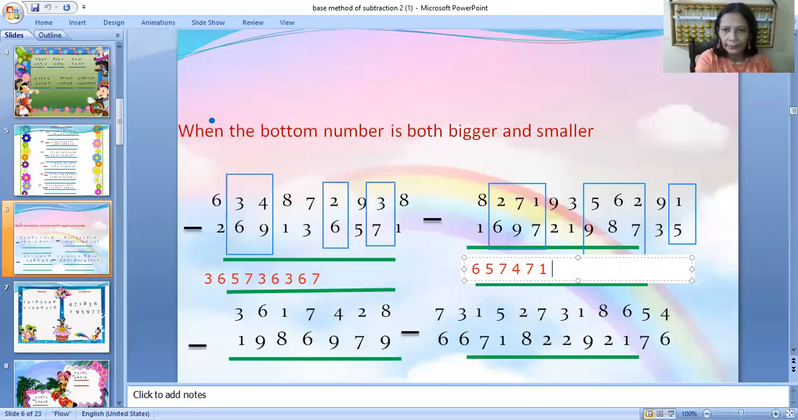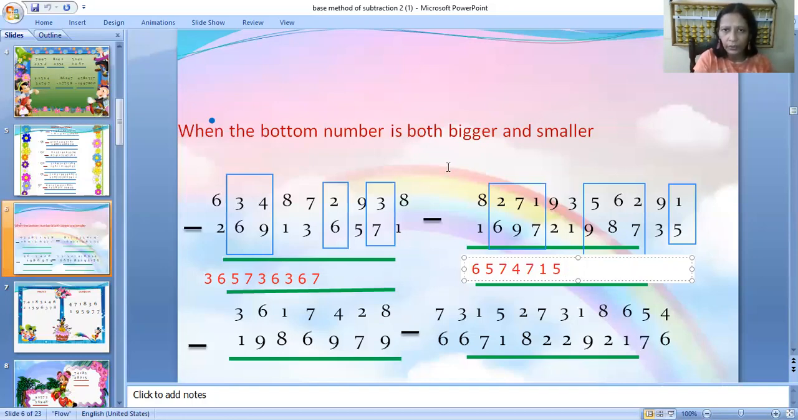Move to the next pair, 5 and 9. Now you need borrowing in this case. So find out what is the complement of 9. 1 is the complement of 9. 1 plus 5 is 6. Will you write 6 here? No. You will not write 6 here. Why? Because in the next pair you have to do the borrowing. So in your mind now you will think what comes before 6? 5 comes before 6.